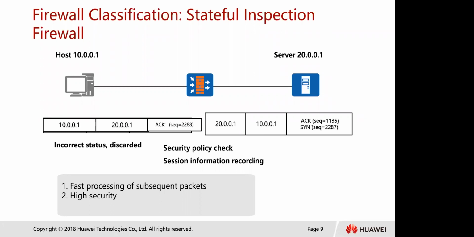The sequence of records in the connection session table can be adjusted as required, which is different from the ACL, whose records are arranged in a fixed sequence. Therefore, a stateful inspection firewall may perform fast searches by using algorithms such as binary tree or the hash algorithm, thereby improving the fast processing of subsequent packets. And we also have high security.